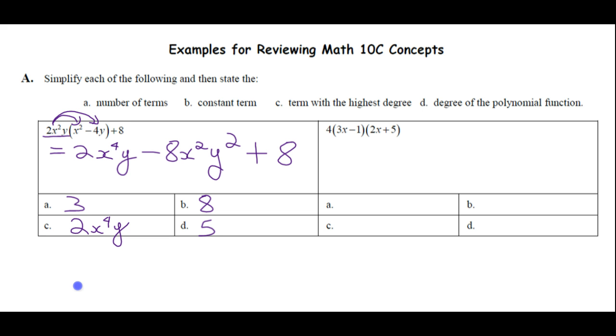So is there any particular order you want to multiply in? Or what should I multiply by last? Or should I multiply the 4 into the 3x minus 1 and the 2x plus 5? Or just one of them? Both of them?